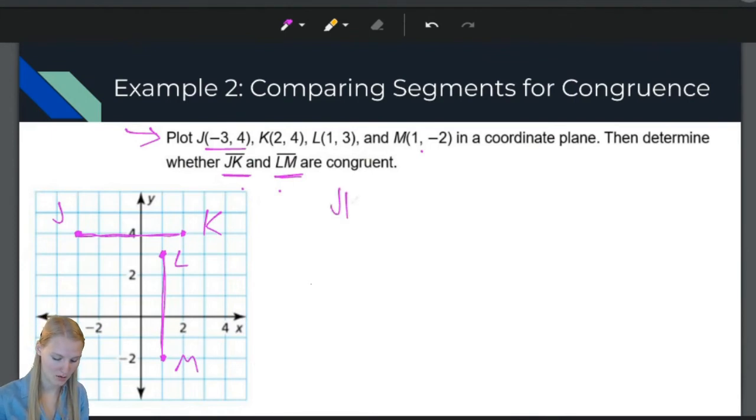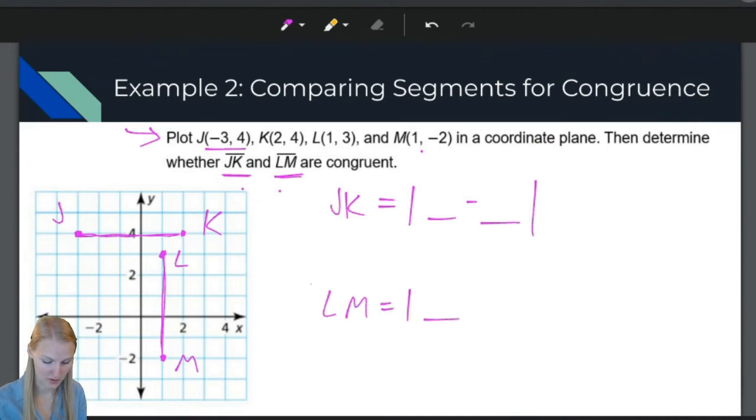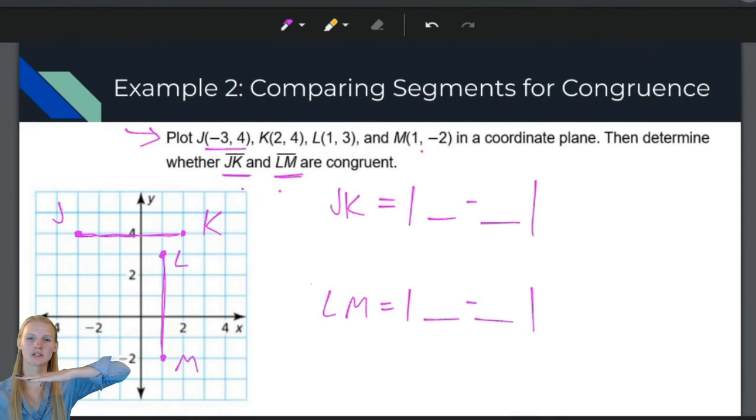So the length of segment JK is equal to the absolute value of one coordinate minus the other, and the length of LM is the absolute value of one coordinate minus the other. So now we just need to figure out which coordinates to use. Because JK is going horizontally, I'm going to use the ruler that is horizontal. That ruler is the x-axis.